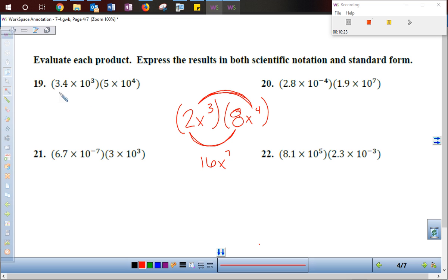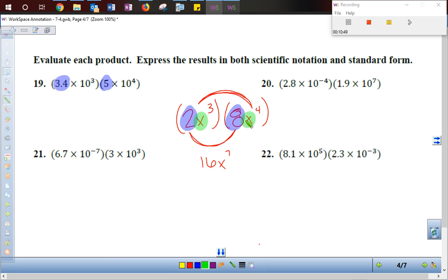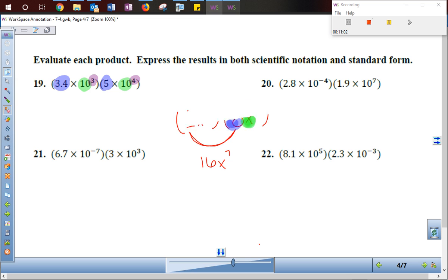Well, if we look at number 19, I have 3.4 times 10 to the third and 5 times 10 to the fourth. These are kind of like the ones we set up right here. So the coefficients in this one, which were 2 and 8, are going to be similar to the coefficients in this one, so the 3.4 and the 5. Now the variable, which is the number being raised to the exponent, is going to be like 10 over here, and then the exponents are going to be the same. So these are really going to be similar to what we did in the past.